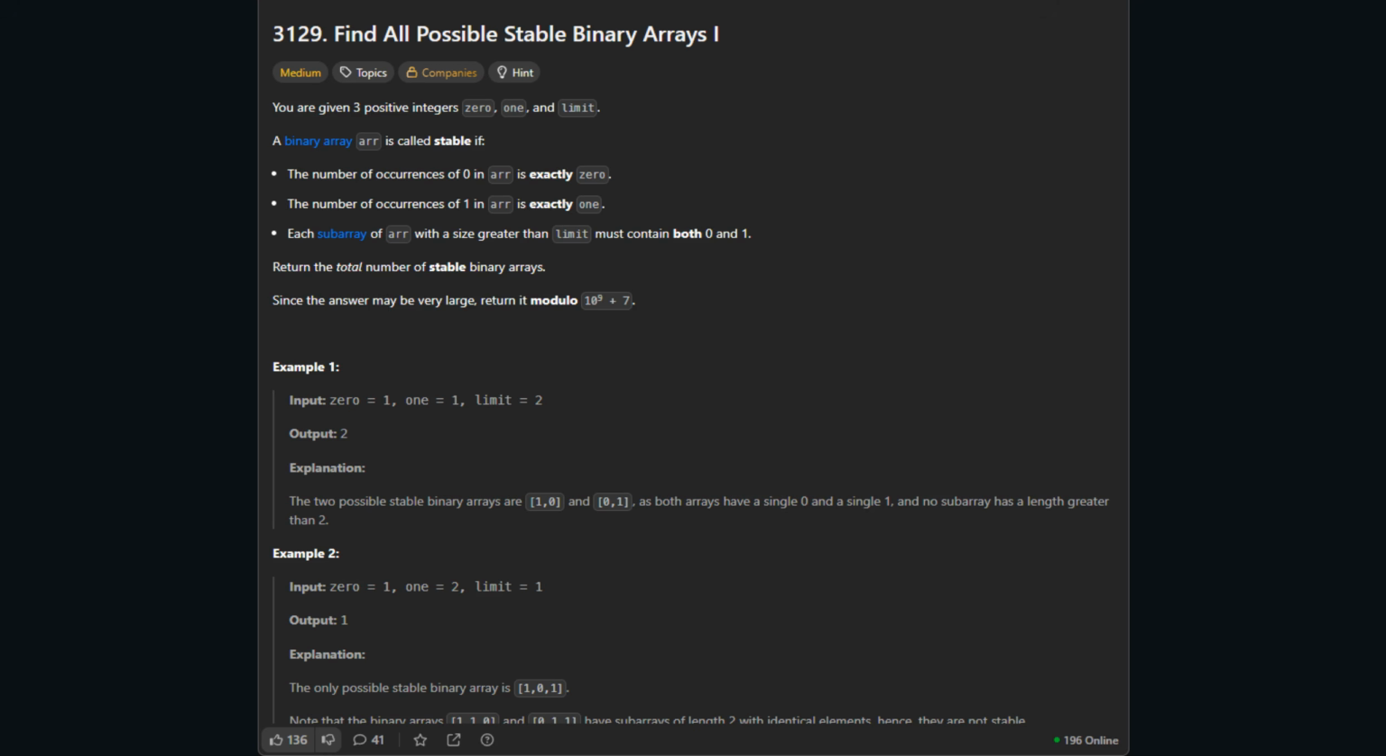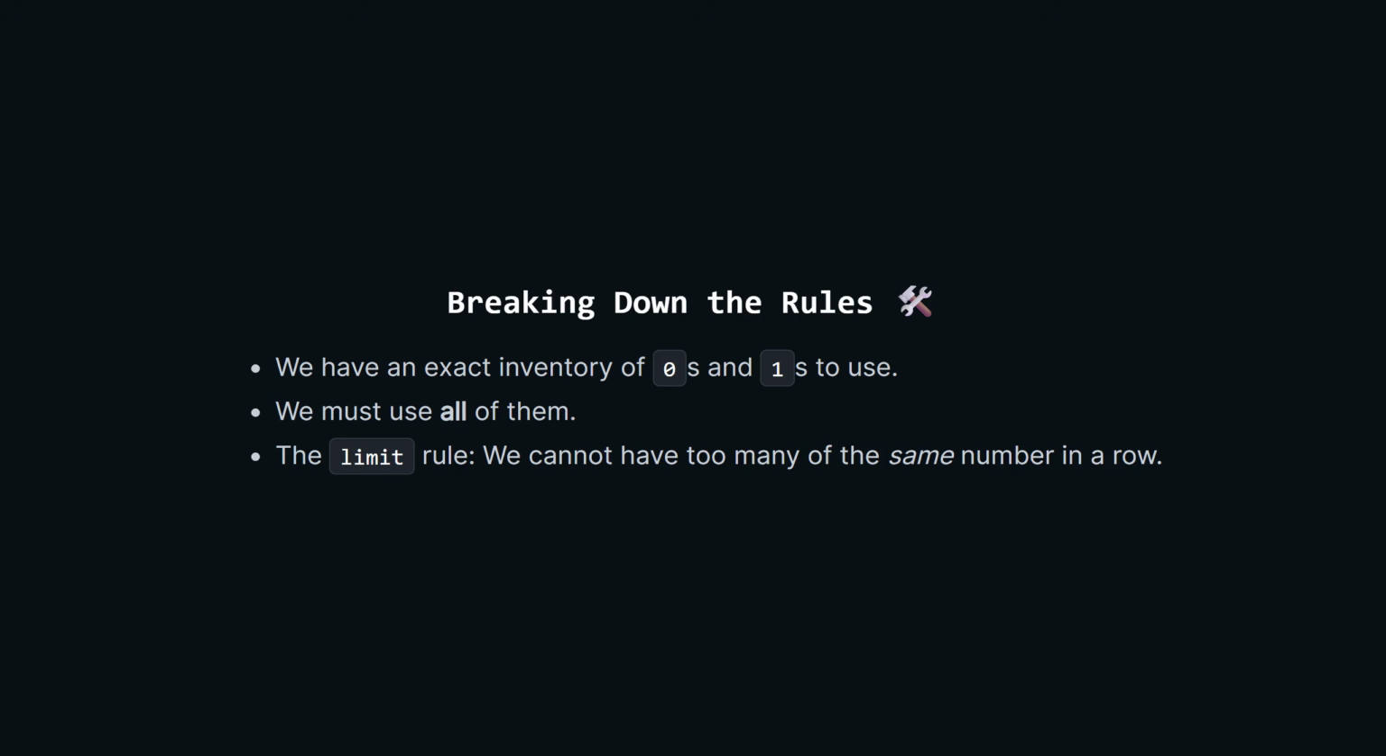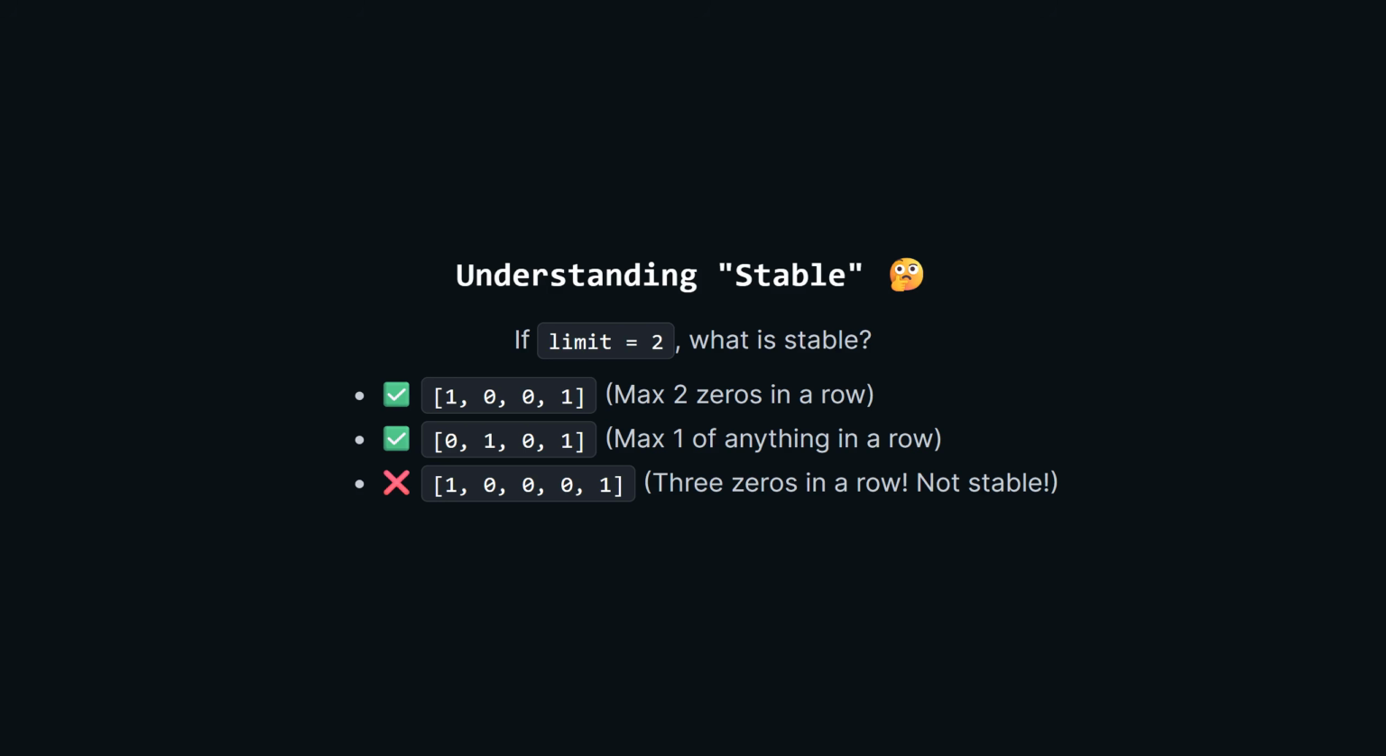But there is a catch. The array has to be what they call stable. We'll explain what that means next. Think of it like stringing beads on a necklace. You have a specific number of black beads and white beads. The limit rule simply says you can't put too many of the same color right next to each other. Every group of identical beads must be smaller than or equal to that limit. For example, if our limit is 2, having two zeros side by side is perfectly fine. But the moment we place three zeros back to back, the array becomes unstable and we can't count it. Our goal is to count every possible valid arrangement.